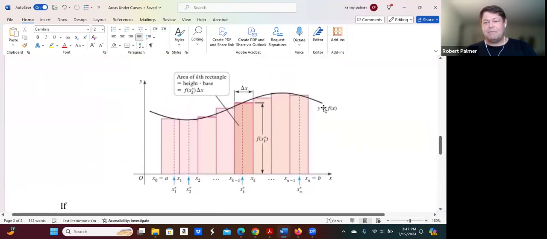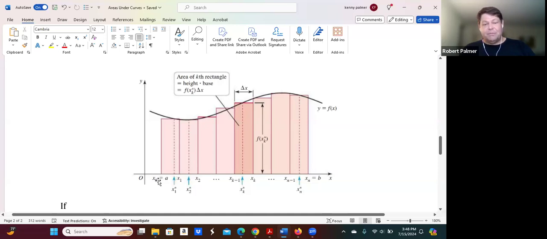So for some function f of x, we want to estimate the area under the curve from A to B. We call A our x0. Once again, we find our delta x by taking B minus A, that length from A to B, divided by n, where n is the number of rectangles we want. So each of our rectangles has the same width. The height of the rectangle is where it crosses the function, where it intersects the function. And where between each x value that happens is up to you.